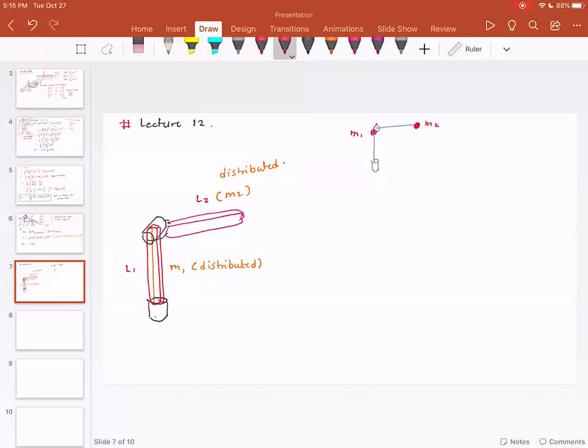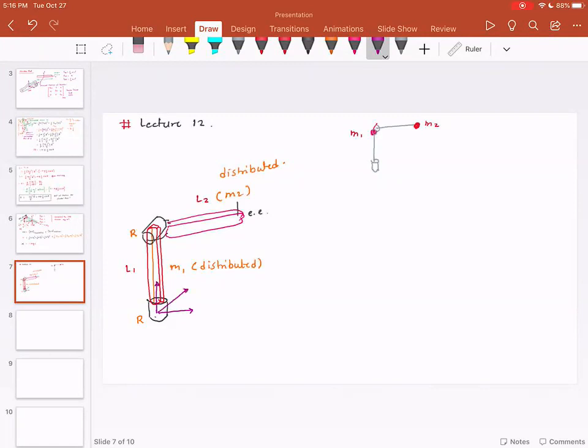Now we have the first revolute joint, which is R. We have a second revolute joint, and this is the end effector. This is the coordinate of the end effector. This is where the end effector is. Now, the way we would solve this problem, first and foremost, we will set up the coordinate system. And we know how the coordinate system is going to look.